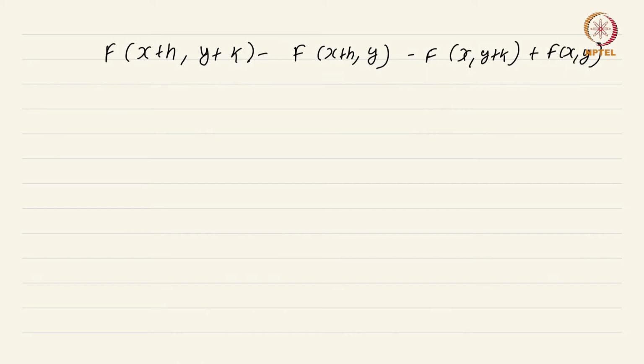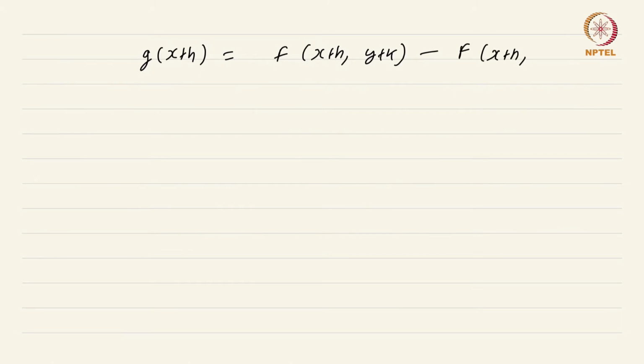Okay, so this is the expanded out version of what I have done. Just wait a second, let me just erase it. I think I wrote this wrong. Let's just do the whole thing. So when you substitute, g of x plus h would be nothing but f of x plus h comma y plus k minus f of x plus h comma y, not k, right?